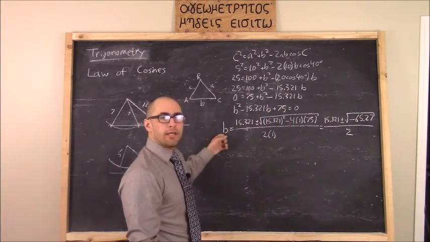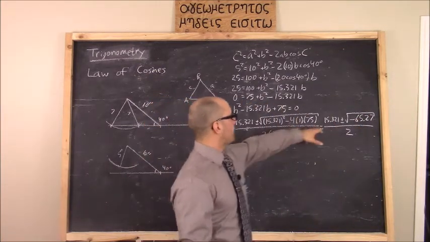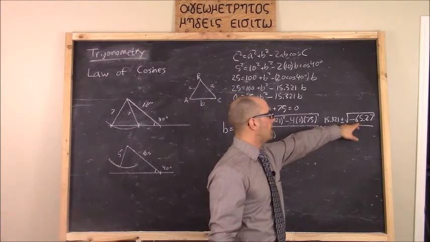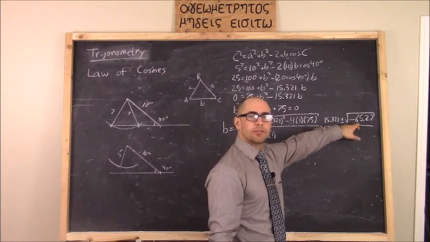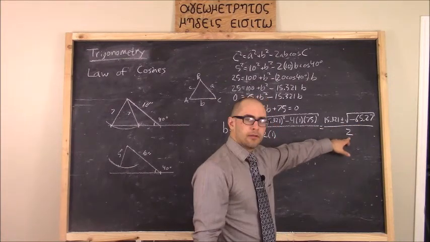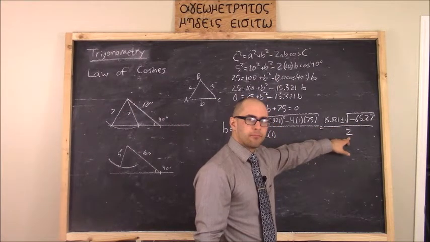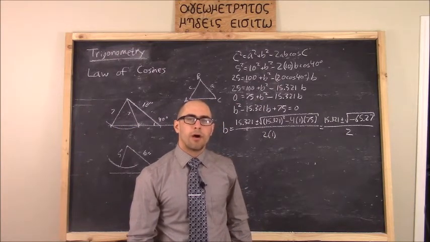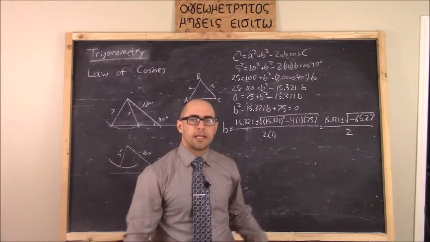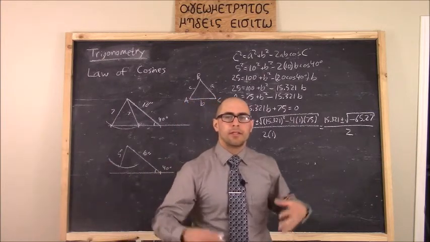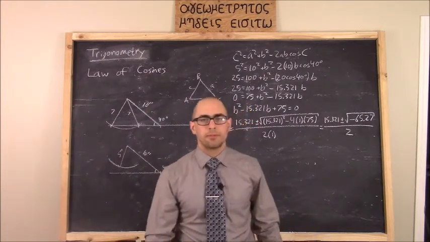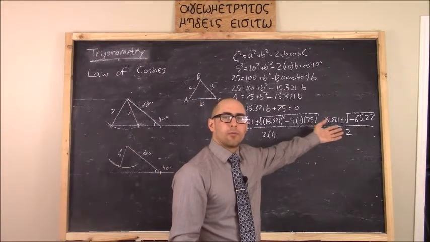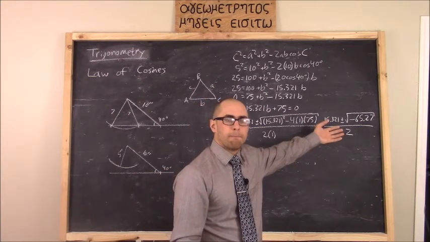So I get b is equal to 15.321 plus or minus the square root of negative 65.27, divided by 2. Have you spotted a problem? Up until now, we've only talked about the square root of positive numbers, because a negative times a negative is a positive, and a positive times a positive is a positive. What is the meaning of the square root of a negative number?